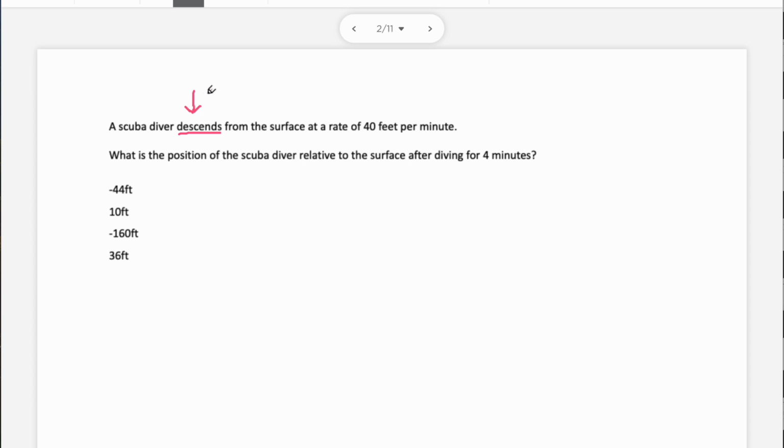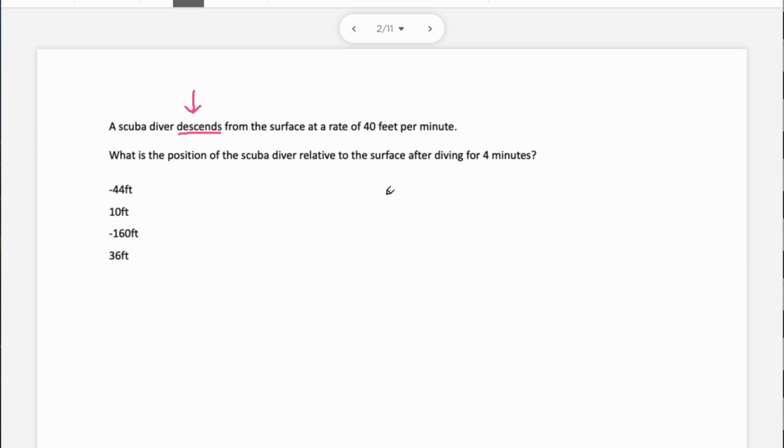Because if you start at the surface, you're starting at 0. Anything above the surface would be positive. Anything below the surface would be negative. Okay, so we're descending. That means we're going to be working with some negative numbers. He descends from the surface at a rate of 40 feet per minute, so every minute, he's going down 40 feet.